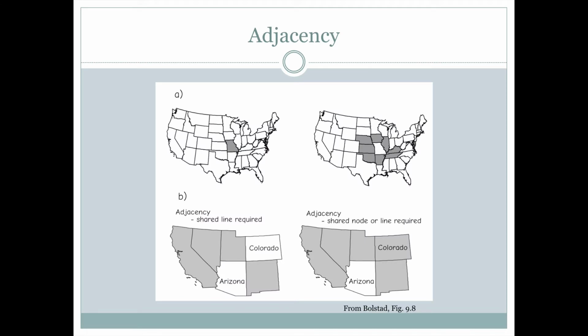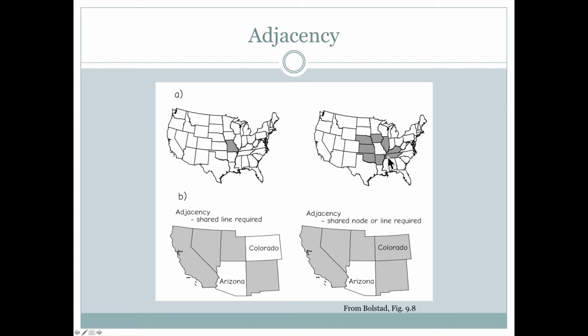Adjacency just means that something touches something else. So if we were looking at Missouri here and we wanted to select all of the states that were adjacent to Missouri, we would select the states in gray on this side of the map here. Missouri is not actually adjacent to itself, so that would not count, but we would select all of these other states in gray here.